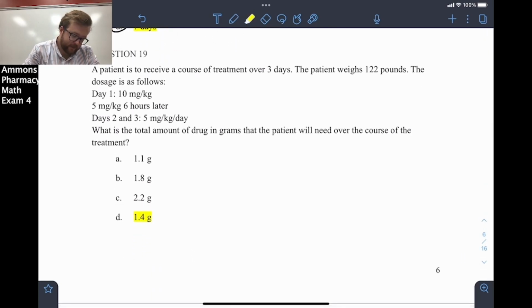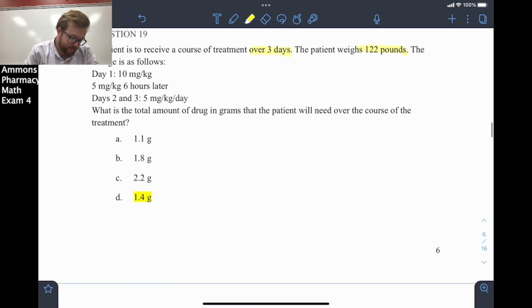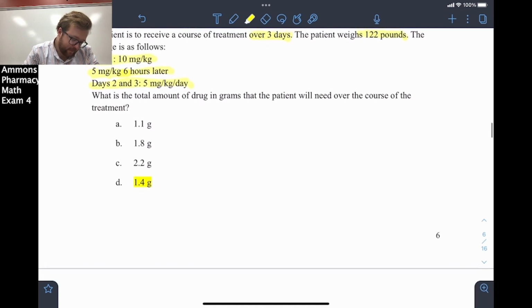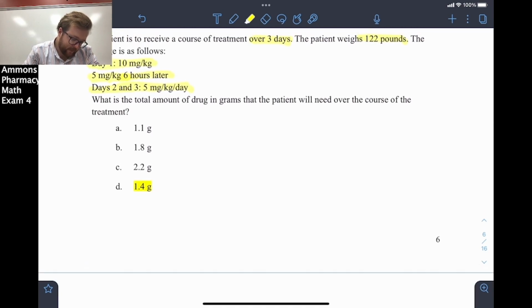Okay, I already see a weight. This is probably a weight-based. It says 3 days, 122 pounds. Day 1, okay, so it's going to be kind of similar. Day 1, he's getting 10 milligrams per kilogram. Then he gets 5 milligrams per kilogram 6 hours later. Days 2 and 3, he will get 5 milligrams per kilogram. What is the total amount of drug in grams that the patient will need over the course of treatment?